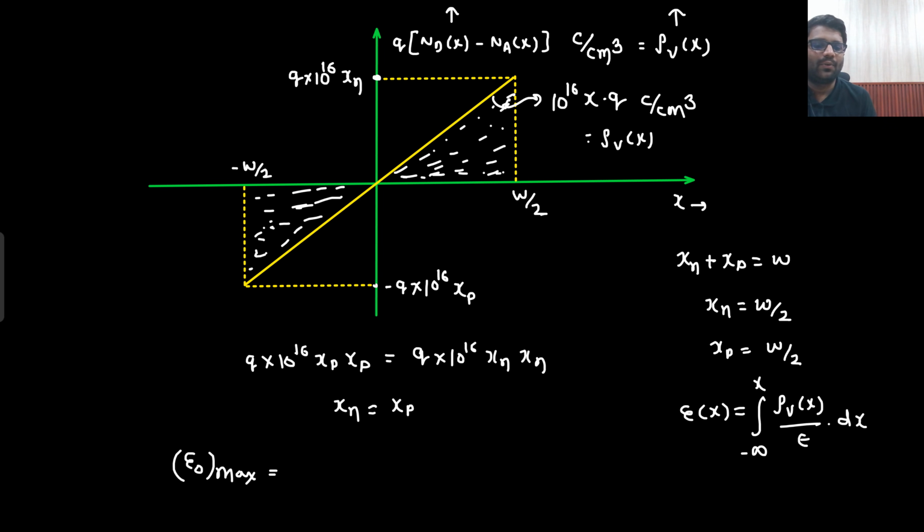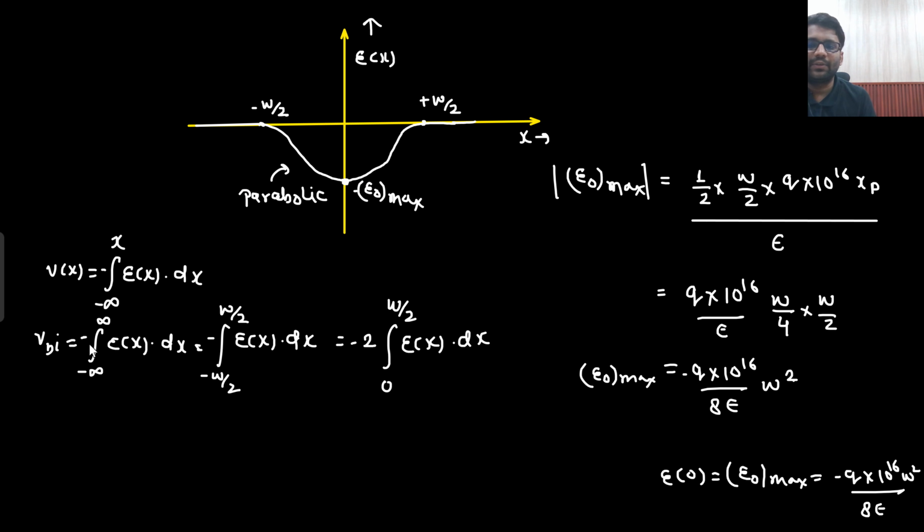Now what I need to do is find the expression of the electric field. Why do I need it? Because I know that my V built-in is simply minus the integral from minus w by 2 to plus w by 2 of E dot dx, with a negative sign outside. Whatever area you get on one side, the same area you get on the other, so you can write it as minus 2 times the integral from 0 to w by 2 of E dot dx.